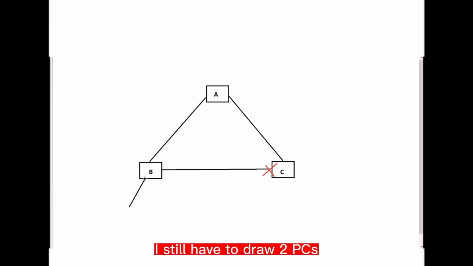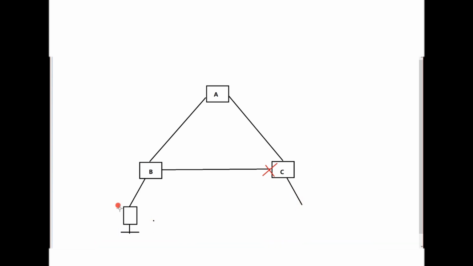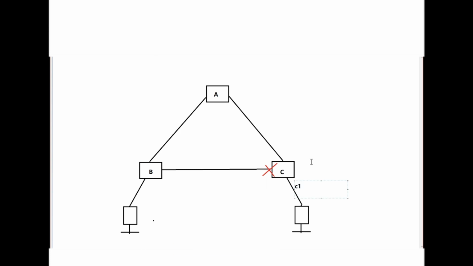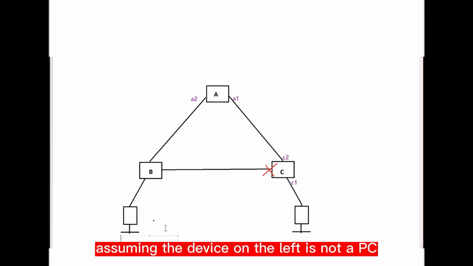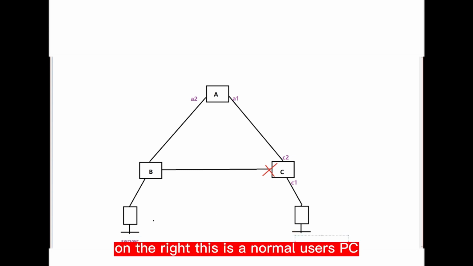Only these devices will not work. I still have to draw 2 PCs. Suppose a PC is connected under one end. Draw another PC here. We now assign 2 interfaces to device C. For example, this interface is C1. This interface is C2. The same is true for device A. This interface is A1. This interface is A2. Device B is not needed here. Assuming the device on the left is not a PC, it is a server. On the right this is a normal user's PC.